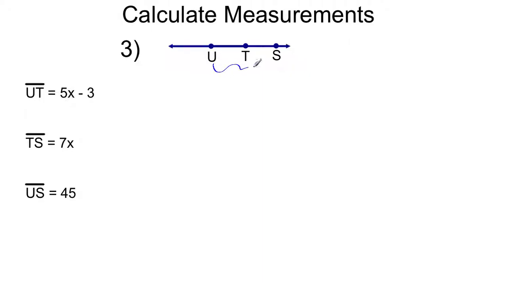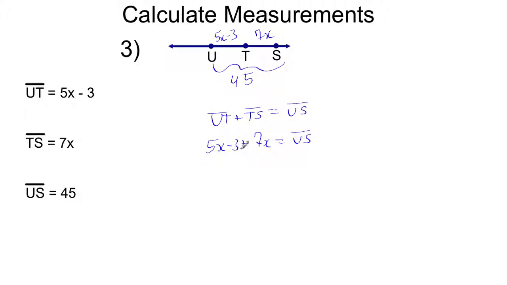Well, we can see off to the side here that US is 45. And we know that UT is 5x minus 3, and TS is 7x. So that means that UT plus TS is equal to segment US. So UT is 5x minus 3, TS is 7x, and US is what we're looking for.